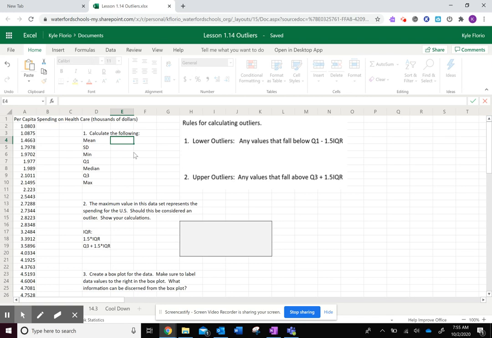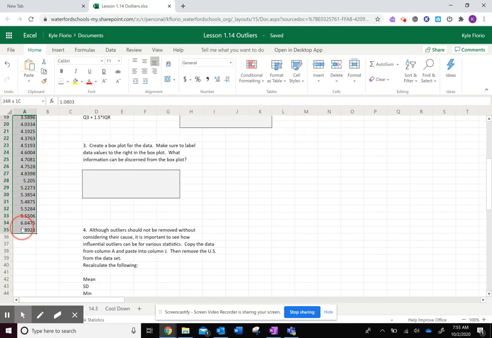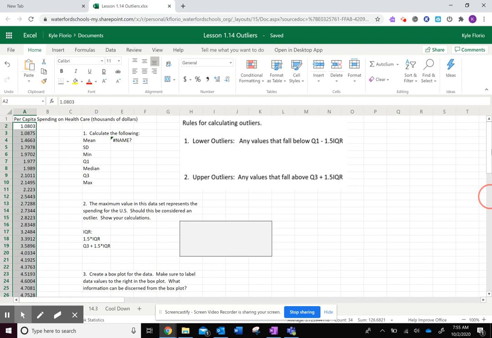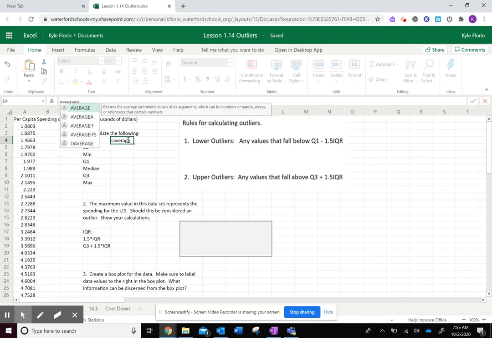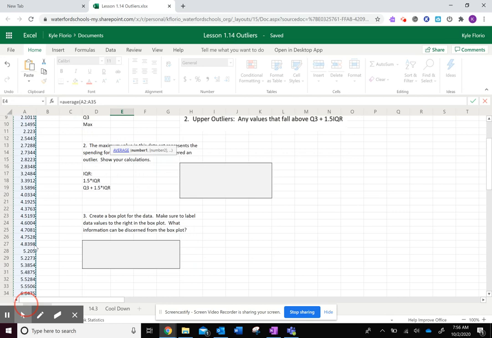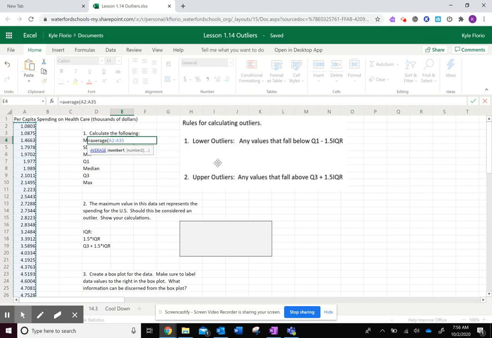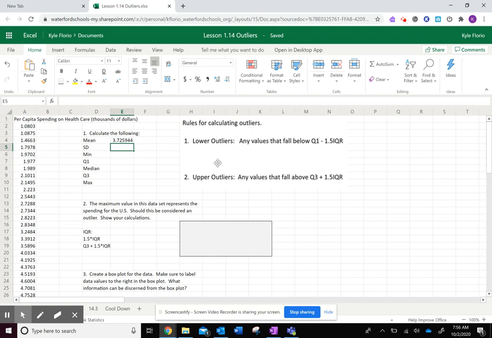Number one, just calculate the mean, standard deviation, min, Q1, median, Q3, etc. So let's just use our formulas. For the mean, we just type equals average. We're just going to take all these numbers, just up to there. Oh, what happened here? I forgot the parentheses. There we go. So equals average, don't forget the parentheses. We're going to highlight all those numbers, come back up here, close parentheses.